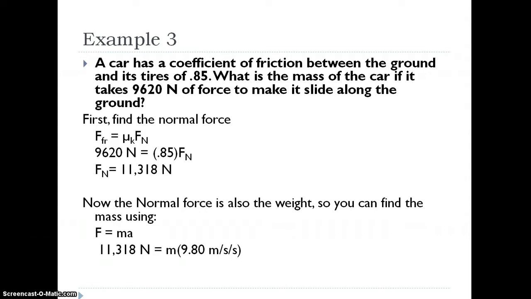So I take my F equals ma equation. I could have put F equals mg because specifically the acceleration is due to gravity, so it's 9.8, and I solve for the mass there. So that's a different example.